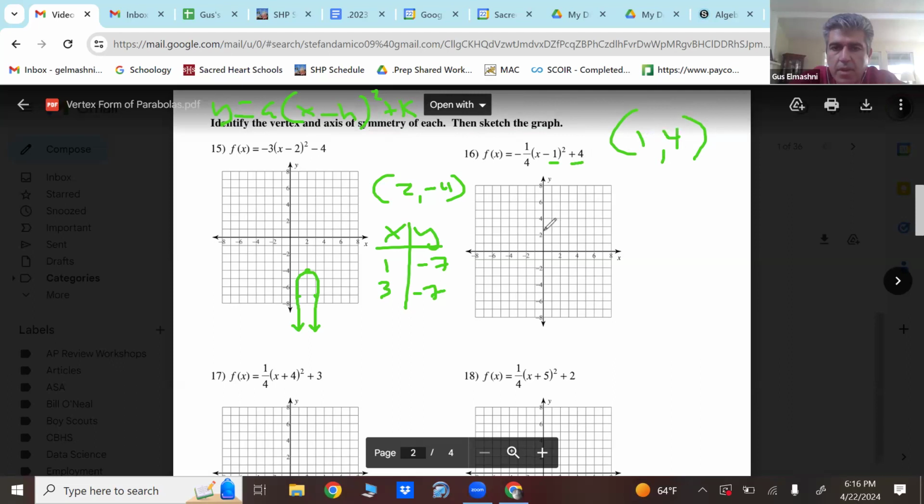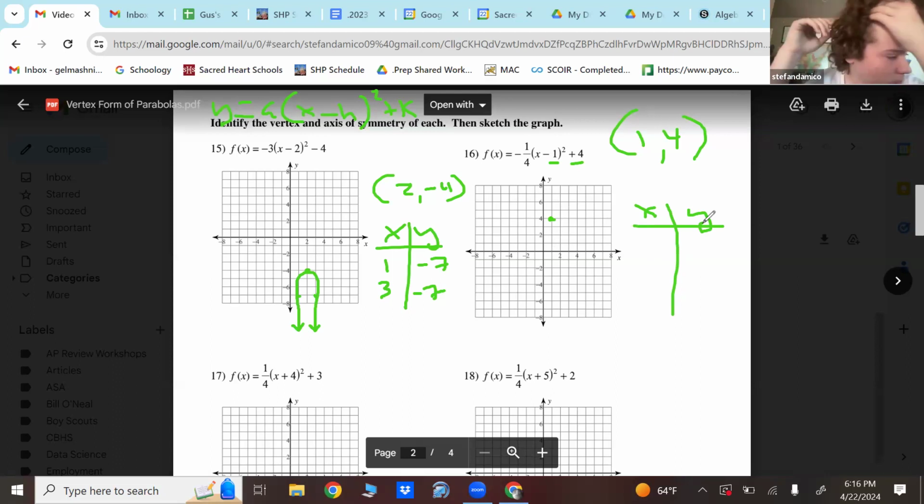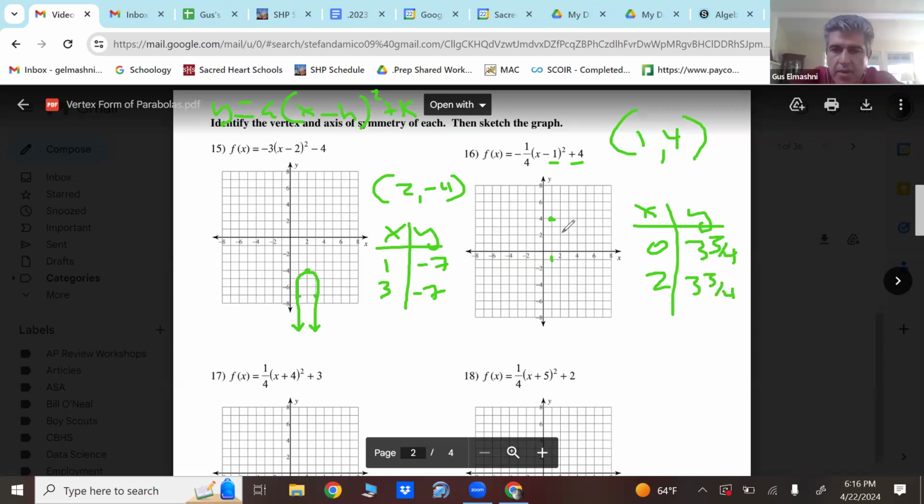So you plot that point, you make a table, and then you choose values to the left of 1 and to the right of 1. So what x value is to the left of 1? 0, right? And what's to the right of 1? 2. And if you plug in 0, you should get, I think, 3 and 3/4. And same thing here.